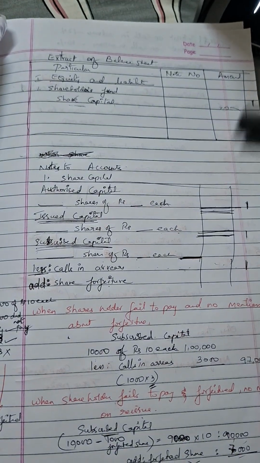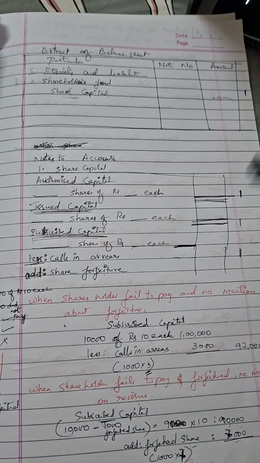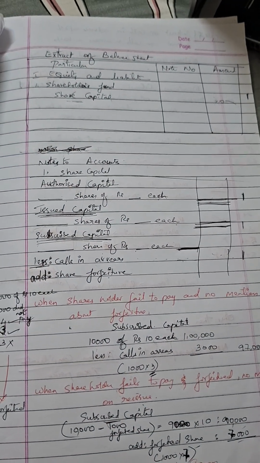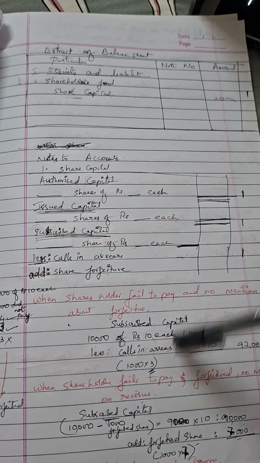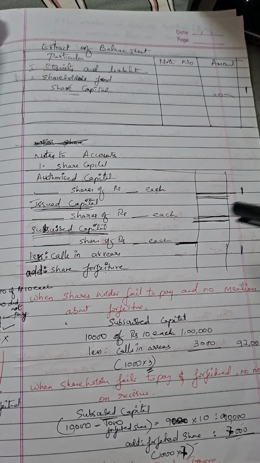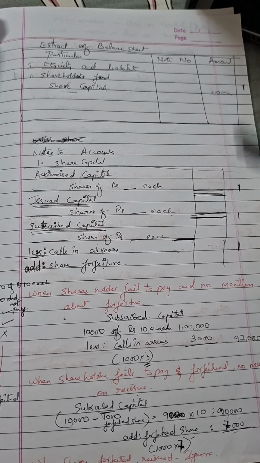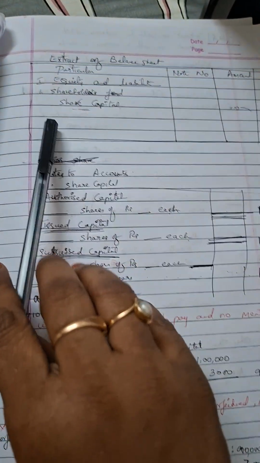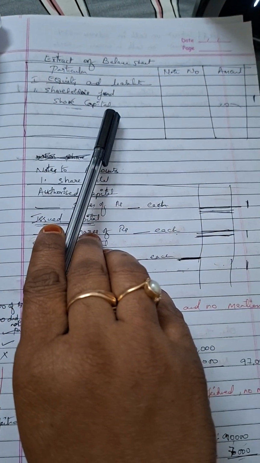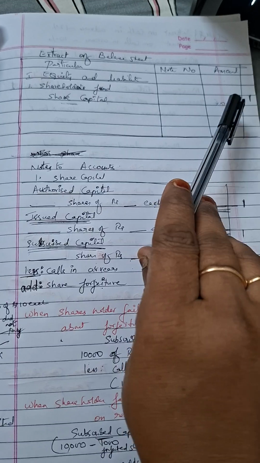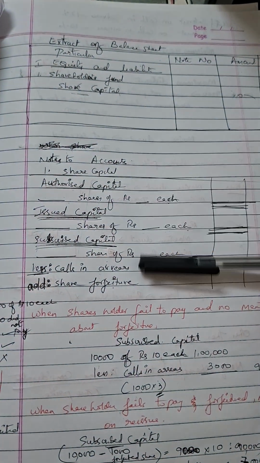So you will ignore reserves, you will ignore premium in the question. You will take only share capital. Why? Because all that will be shown in reserves and surplus. Calls in advance also will be ignored because it will go in liabilities. So you will just take shareholders' fund, share capital. Now you need an amount, right? That amount is found out by preparing notes to accounts.